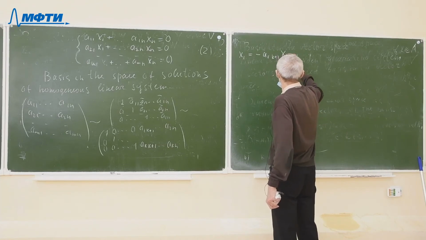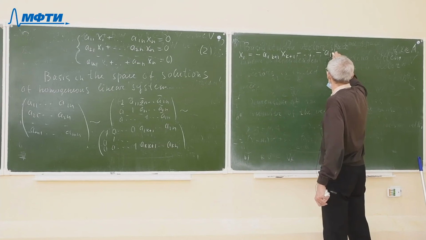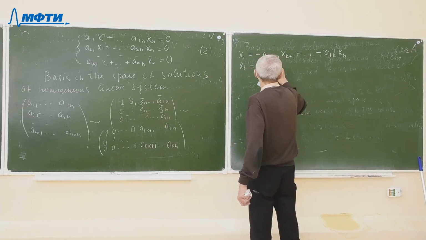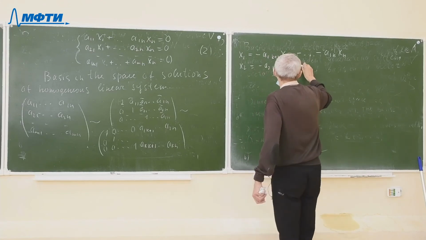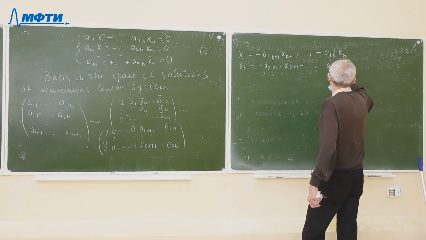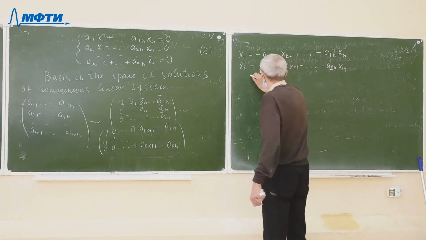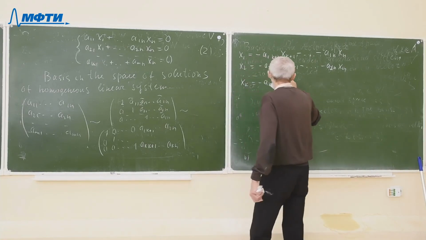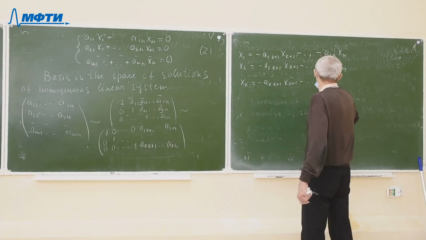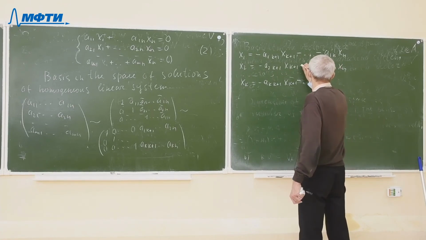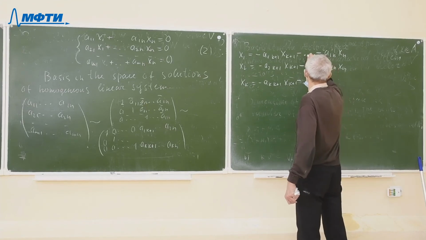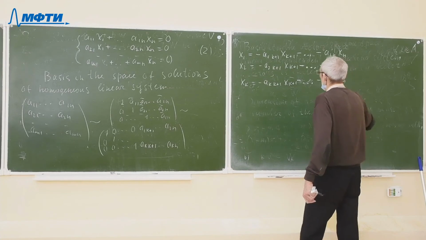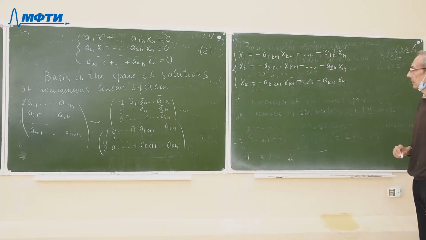k plus 1 xk plus 1 minus and so on minus a1n xn. x2 is equal minus a2 k plus 1 xk plus 1 minus and so on minus a2n xn, and so on. Xk is equal minus ak k plus 1 xk plus 1 minus and so on minus akn xn. And we obtain the general solution of our linear system.